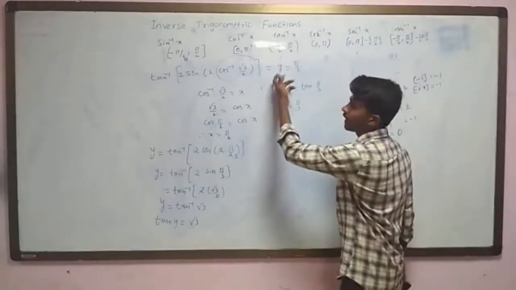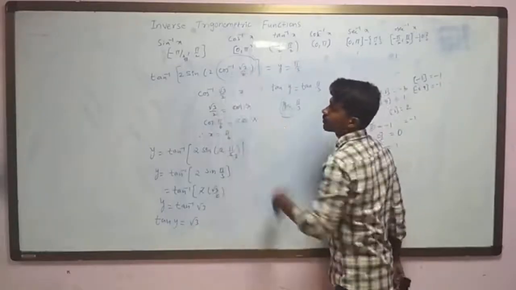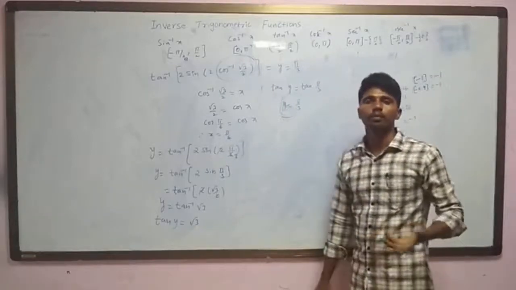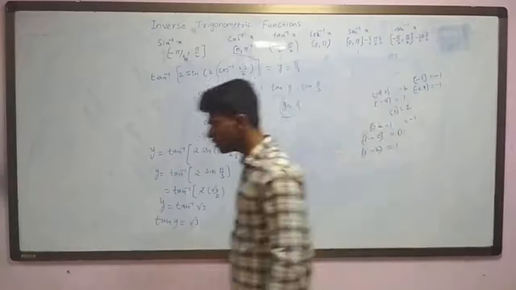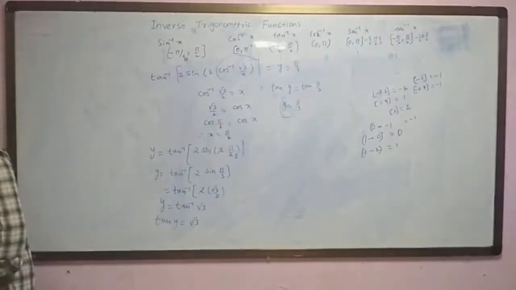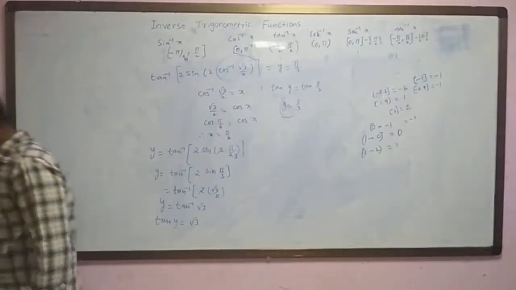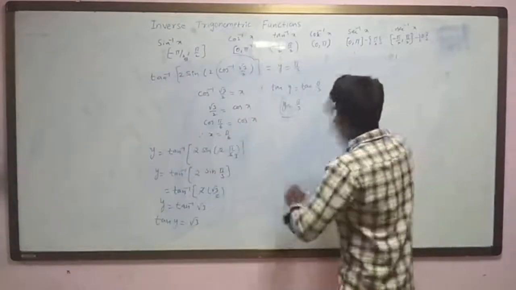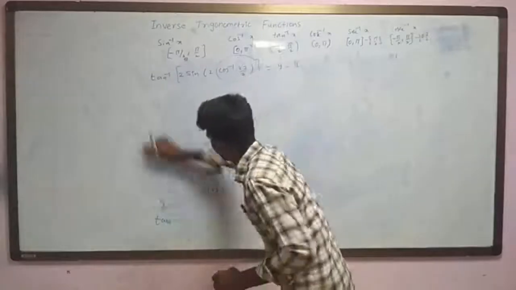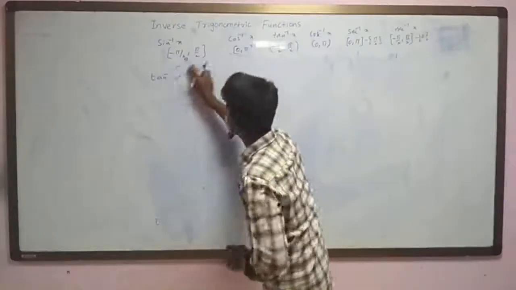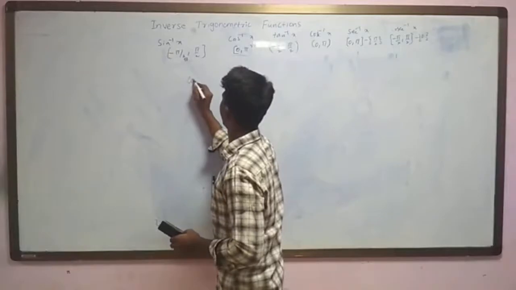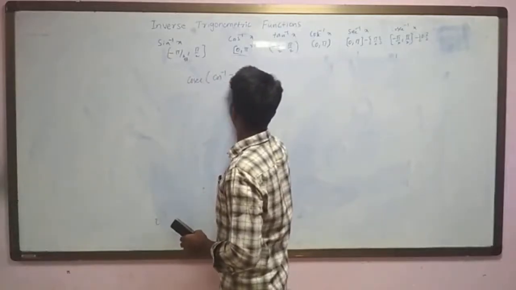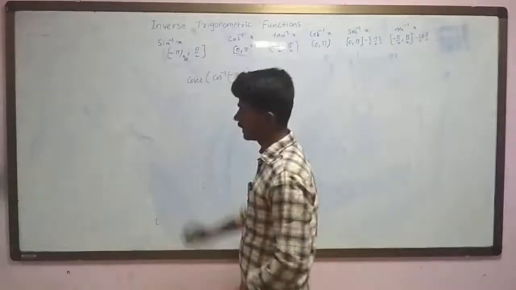Whatever they give, let it be some variable. Wherever we see inverse functions, we consider it as some x. Then start solving the problem. So we do one more problem. Consider cosecant cos inverse of minus 12 by 13. Given the question, find the value of cosecant cos inverse of minus 12 by 13.